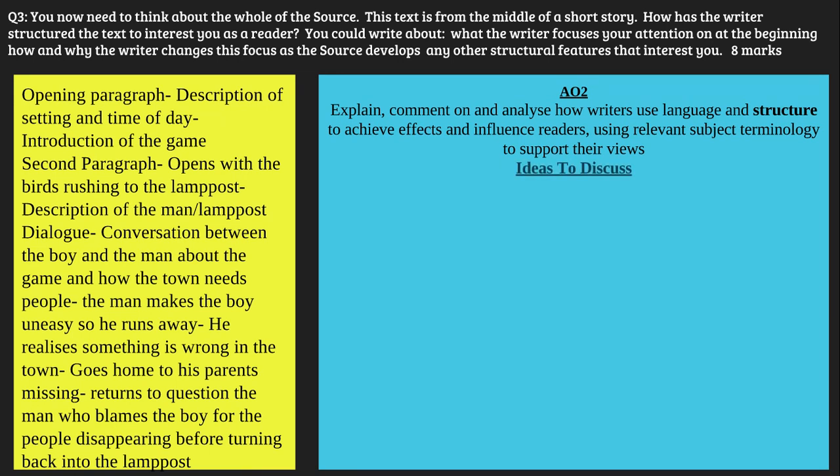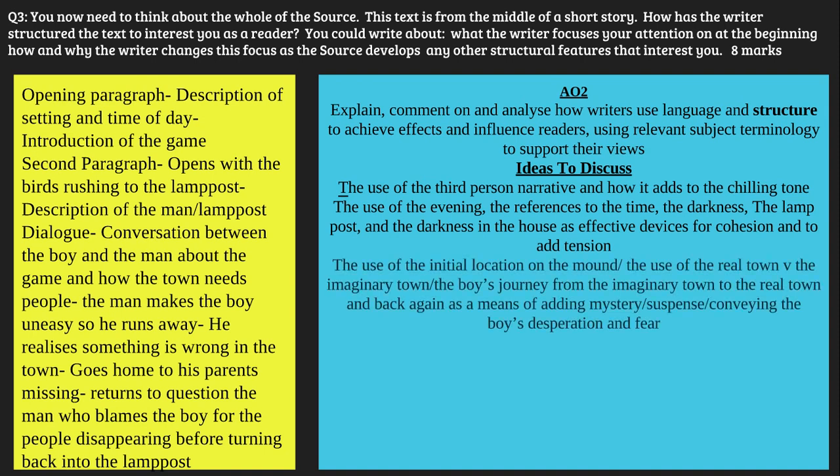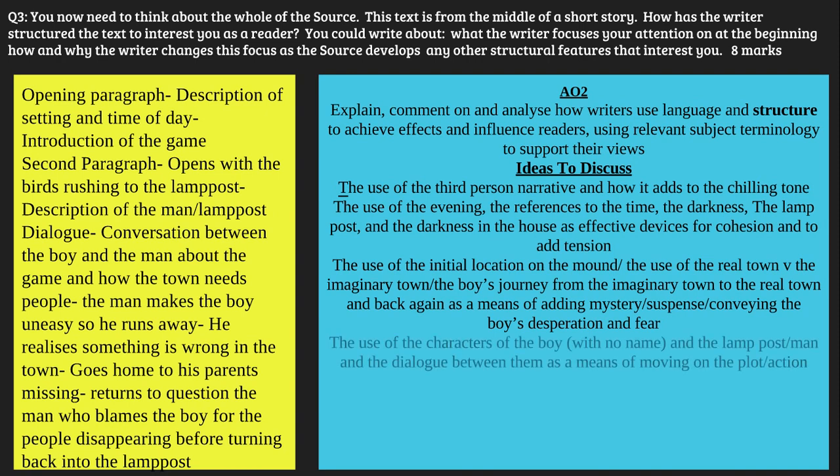So the ideas that you could have discussed are the use of the third person narrative and how it adds to the chilling tone, the use of the evening, the references to time, darkness, the lamppost, darkness in the house as effective devices. The use of the initial location on the mound, and then the real time versus imaginary, that journey that he does from the imaginary to the real time and back again, and how that builds tension, suspense, and adds to the desperation and fear.